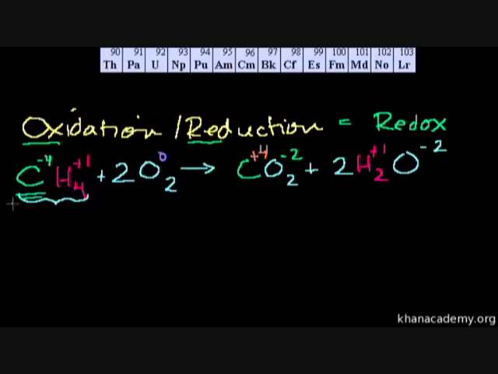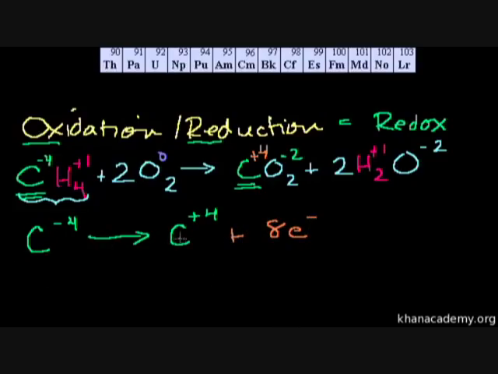You have the carbon. It went from an oxidation number of -4 to an oxidation number of +4. So let me just draw what's happening to the carbon. Carbon goes from -4, which means it's hogging 4 electrons, to a situation where it's having 4 electrons being hogged from it. It's kind of giving away 4 electrons. So someplace in this process, this guy must have given away 8 electrons. This is a difference of 8 electrons. So plus 8 electrons.